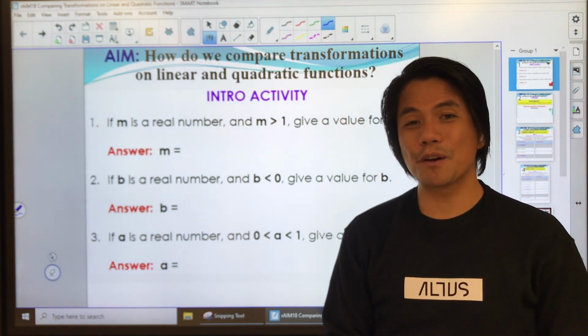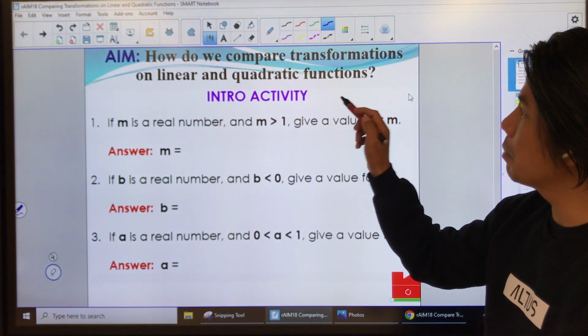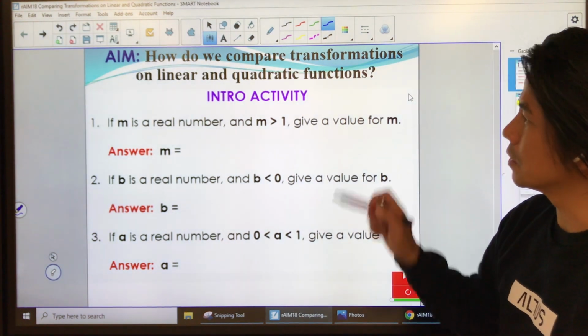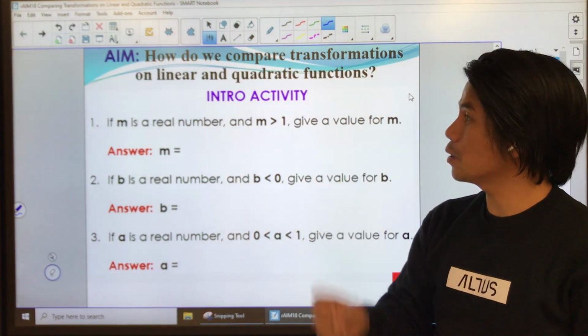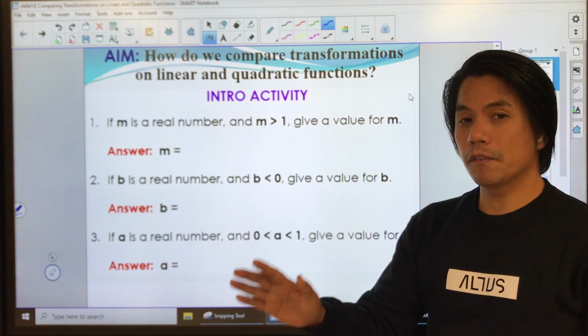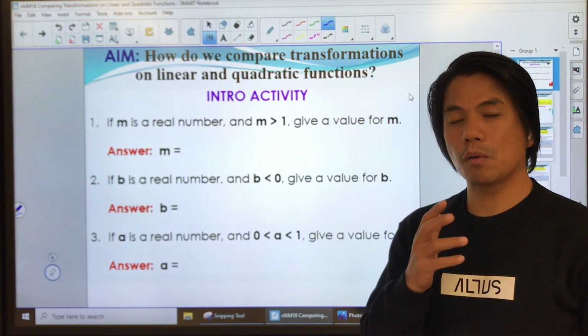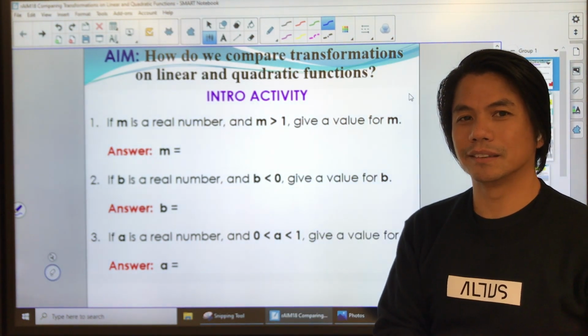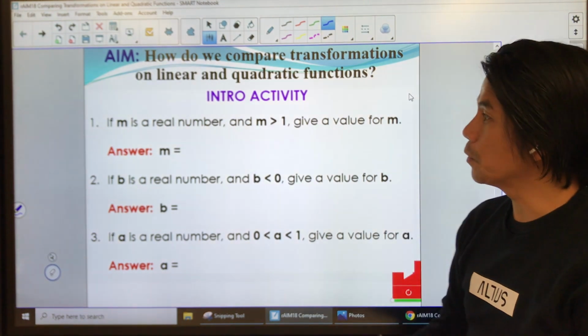Hello everyone, my name is Mr. M. Today we're going to learn how to compare transformations on linear and quadratic functions. Go ahead and complete the intro activity. Be sure to pause your video while you're doing it. Come back once you're done to check your answers. Now let's go over it.